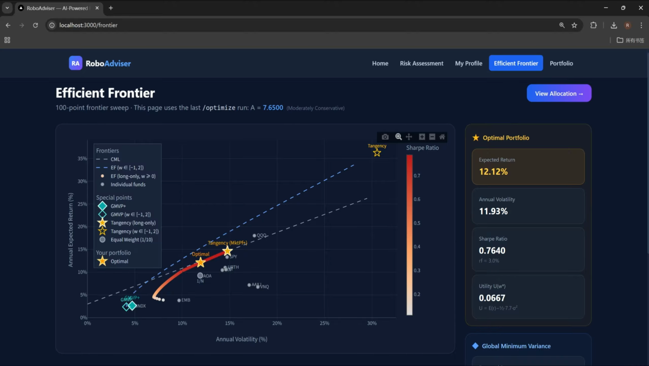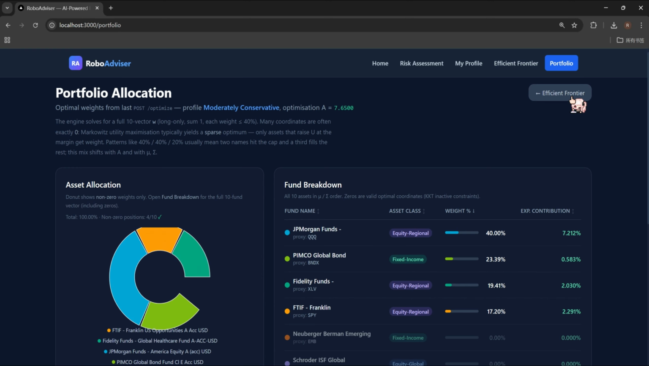I will now go to the portfolio screen and translate the same optimal point into weights you can name. The frontier told us where the investor sits in mean variance space. This page is what to own. The pie gives the shape of the bet at a glance, where the mass sits across sleeves.